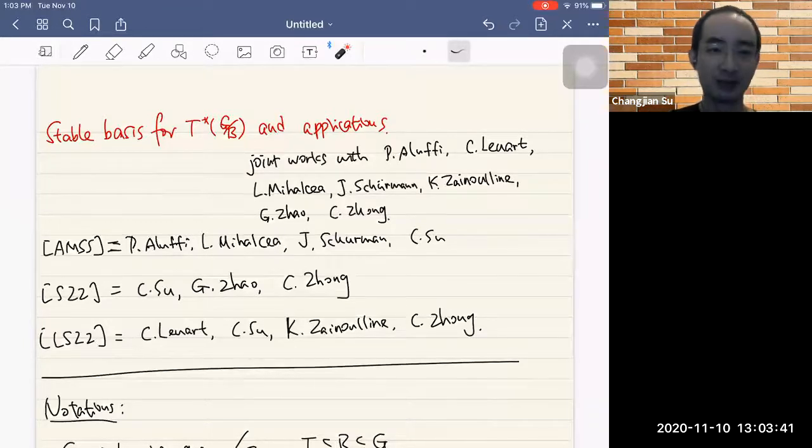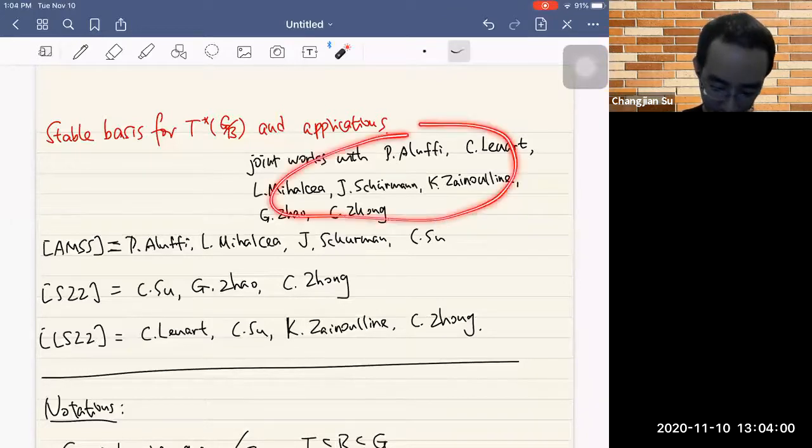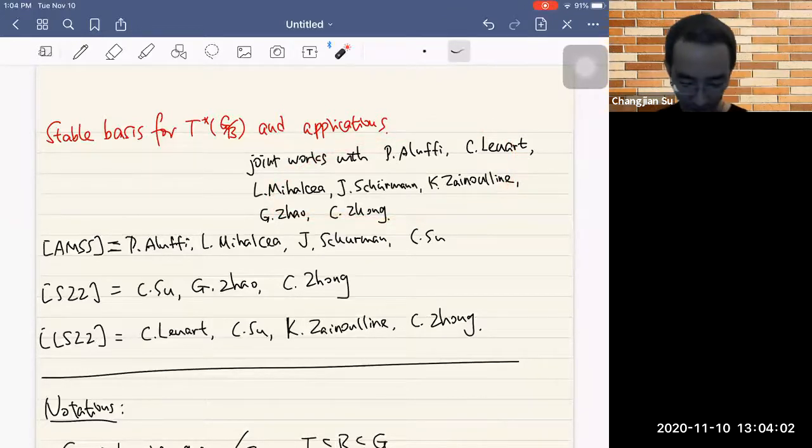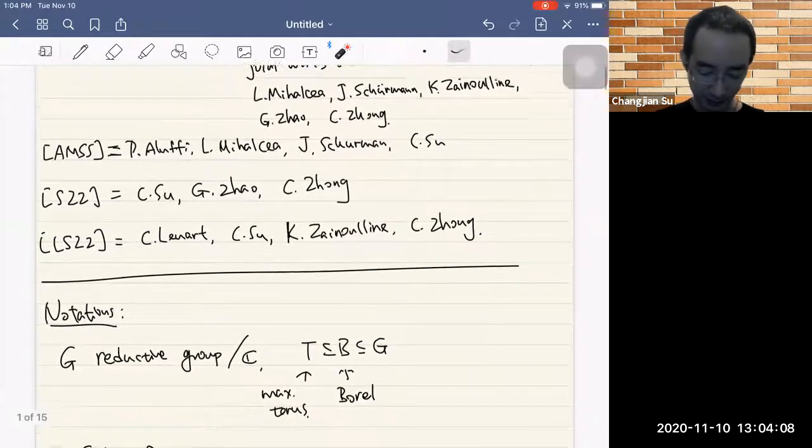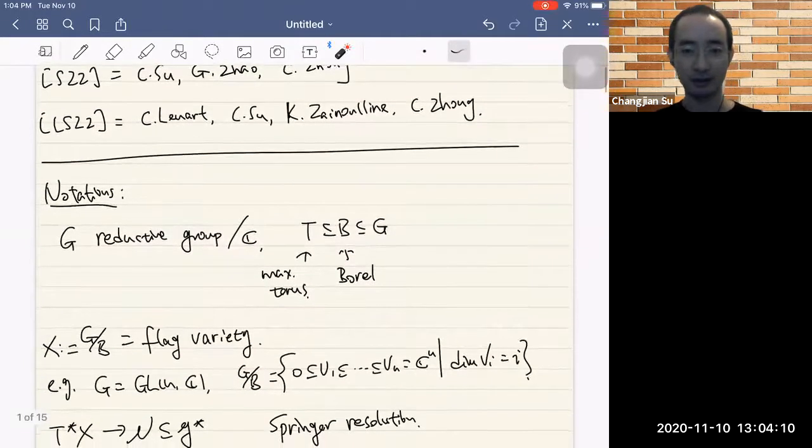So today, I'm going to give a survey style talk. The talk is going to be about the stable bases for the cotangent bundle of the flag varieties and some of its applications. This will be based on many joint works with my collaborators. I put the references at the end of the slides. Okay, so let's begin with some notations.